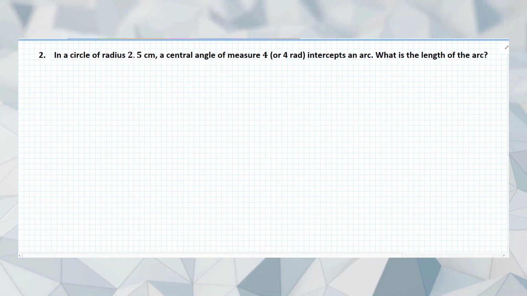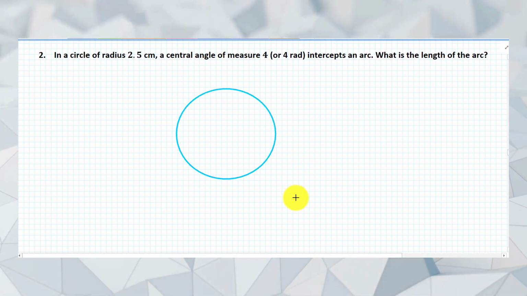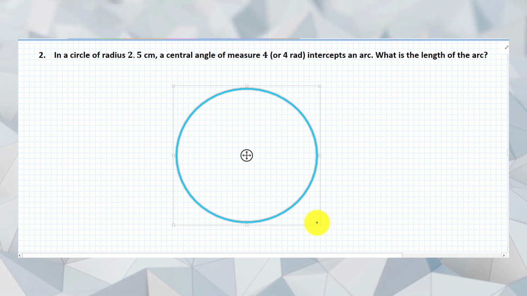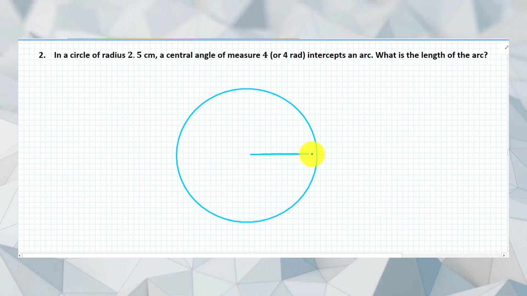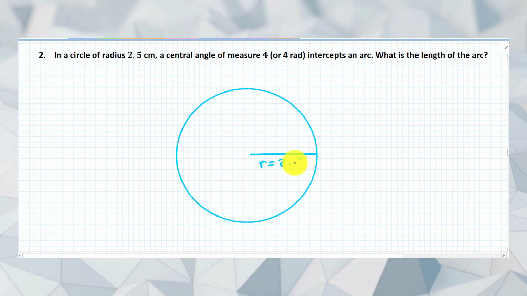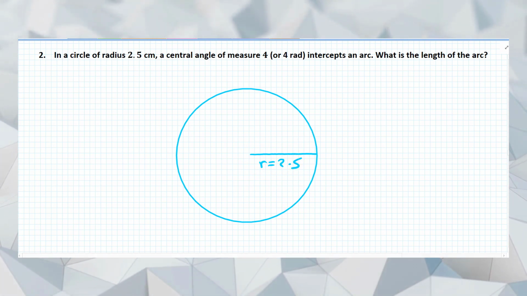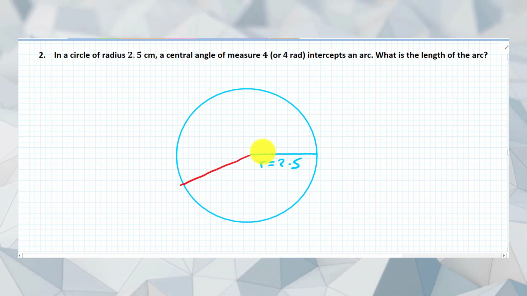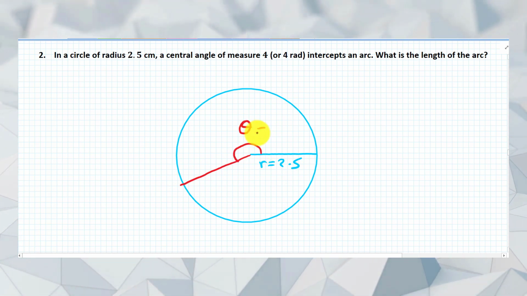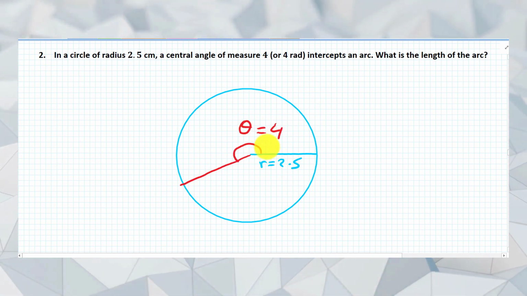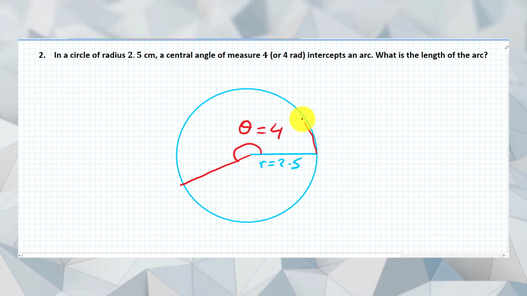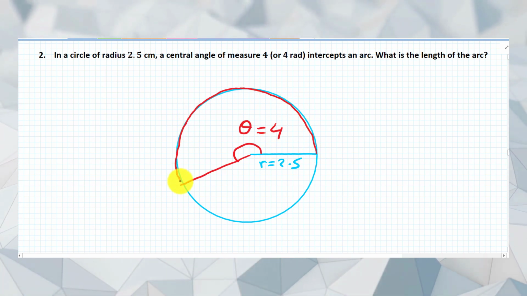Next example. So here again, I'm given a circle. This time the radius is 2.5 centimeters. All right, so the circle and the radius is 2.5, and a central angle of measure 4. So this time I am given a central angle right here, theta, and I know that theta equals 4. What is the length of the arc? I want the length of this arc right here.